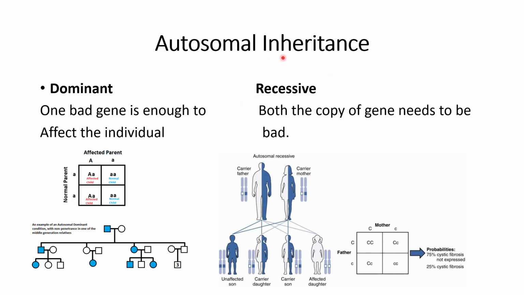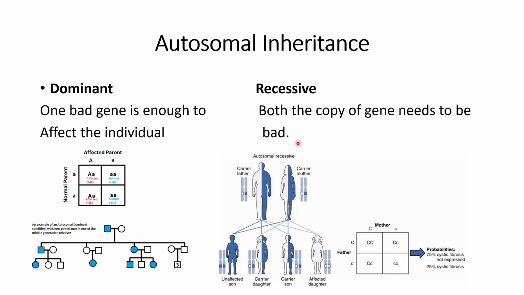So let us now understand autosomal recessive inheritance. In this case, the essential condition for the person to be affected is that both copies of the gene need to be bad. If one copy of the gene is bad, that person is called a carrier father or carrier mother. There is no such condition as carrier in autosomal dominant inheritance, as with only one bad copy of the gene, that person might show the autosomal dominant characteristics or symptoms.